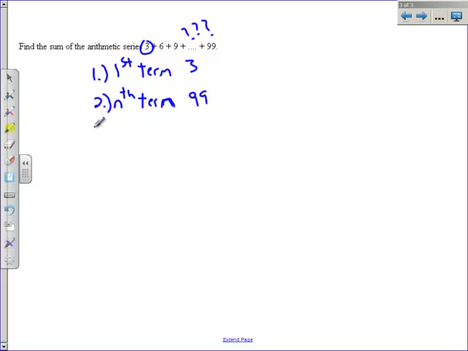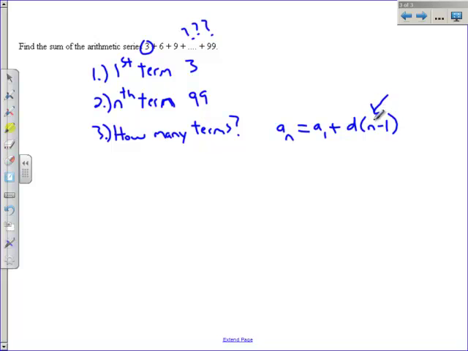But what's not so easy is that dot dot dot. They left us hanging. How many terms are there? This is not the easiest thing to answer. So I'm going to use my formula from yesterday, a sub n equals a sub 1 plus d times n minus 1. And this n is what I'm looking for. I want to know the number of terms.